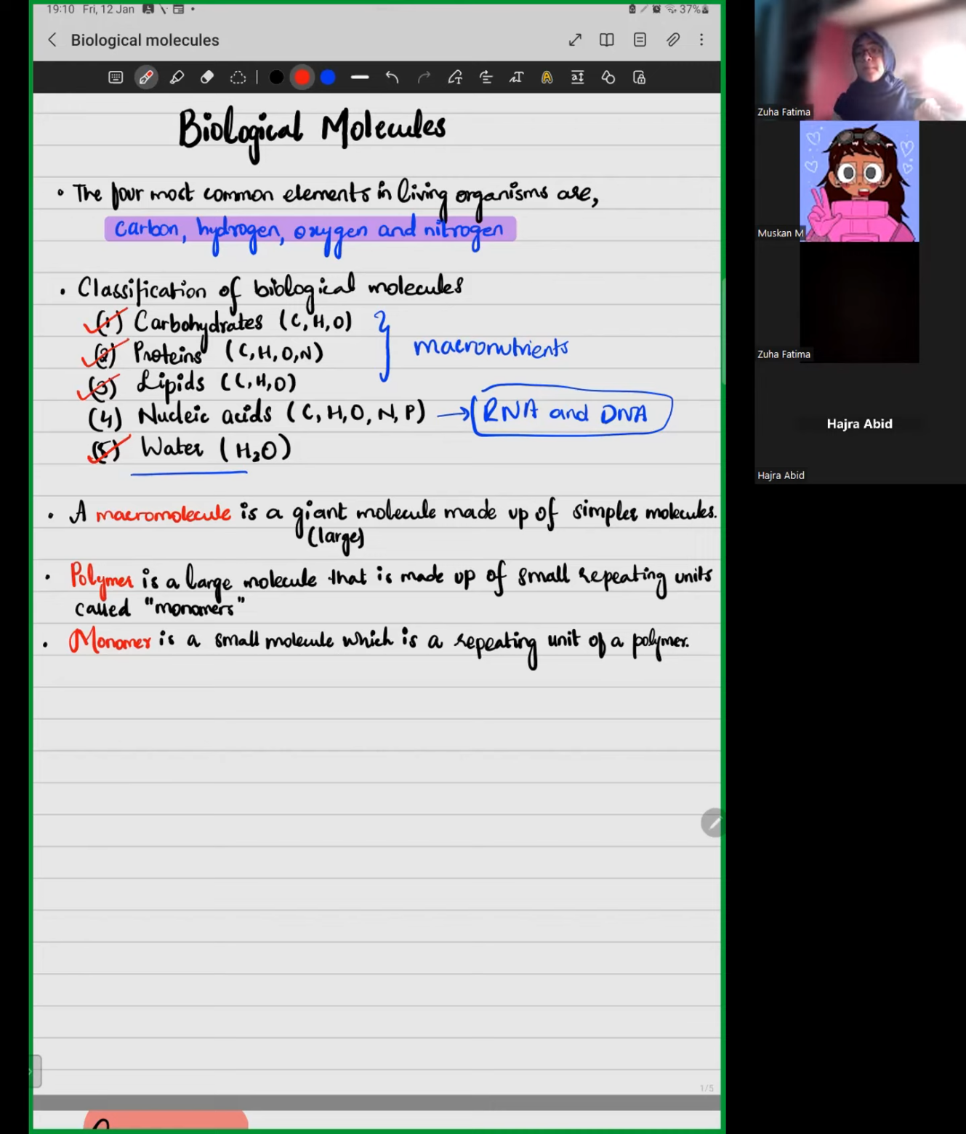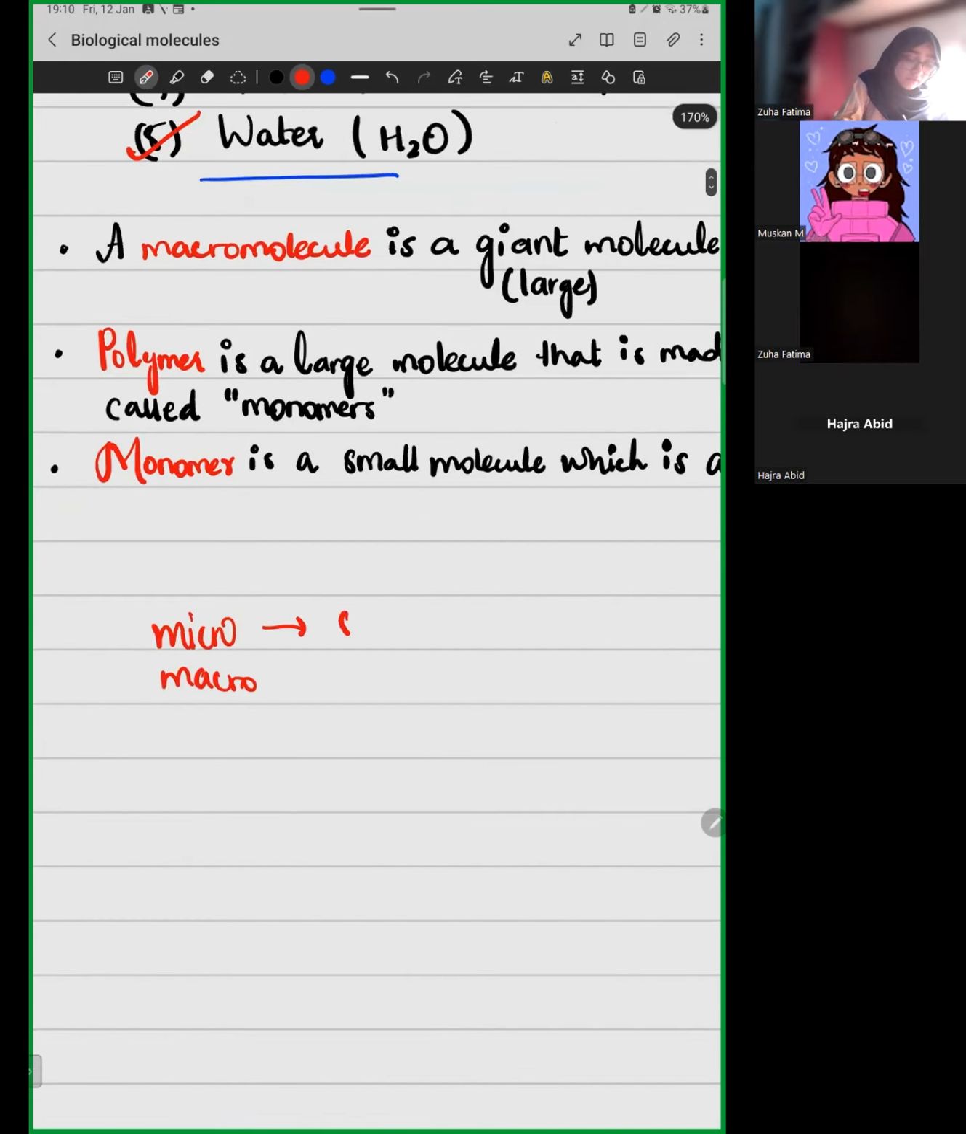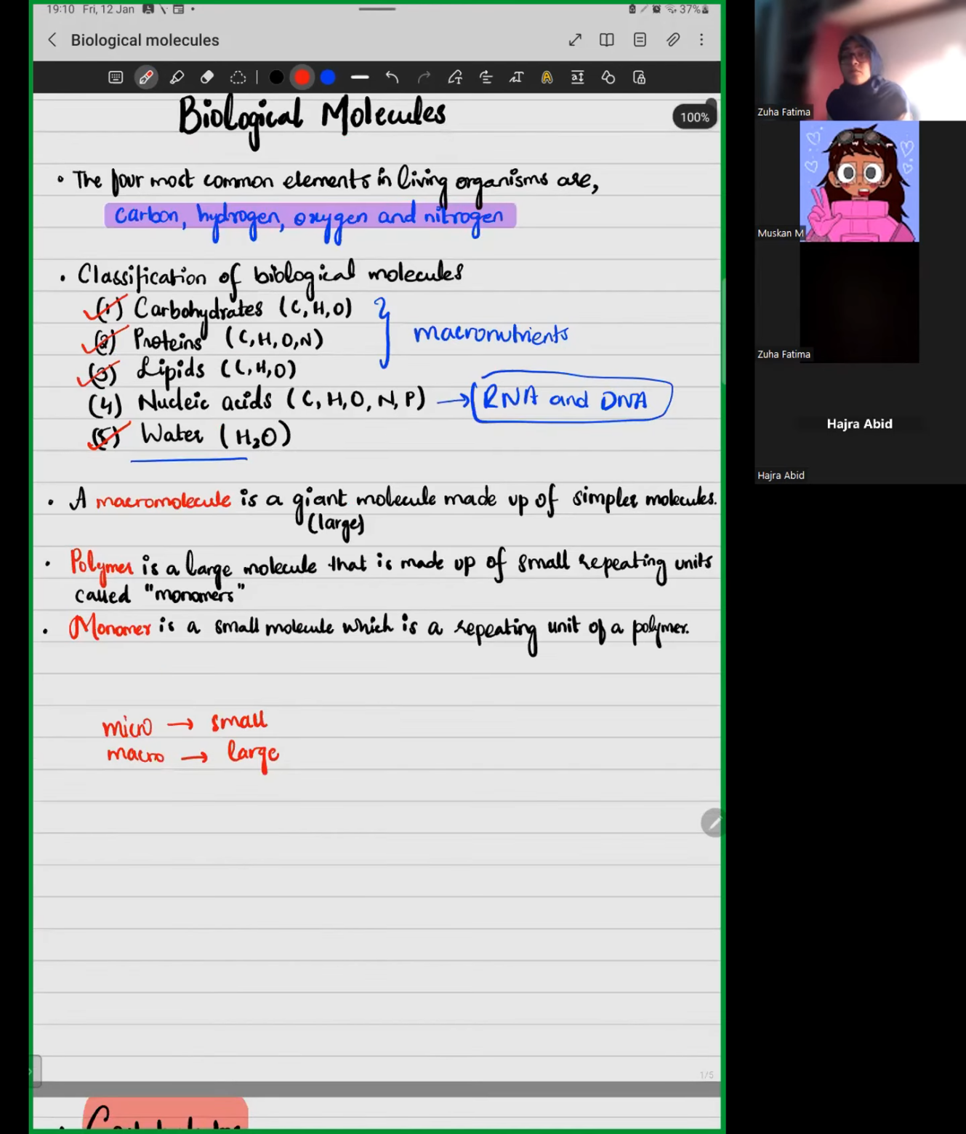Now, before we dive into these biological molecules, let's understand a few terms. And those terms are macromolecule, polymer, and monomer. Now, as the name suggests, macromolecule. There are two words, micro, and the opposite is macro. Micro means small, and macro means large. So when you say macromolecule, I'm talking about a large molecule, a giant molecule. And obviously, if there is a large molecule, that molecule can be broken down into smaller and simpler molecules. So a macromolecule is a giant or a large molecule made up of simpler molecules.